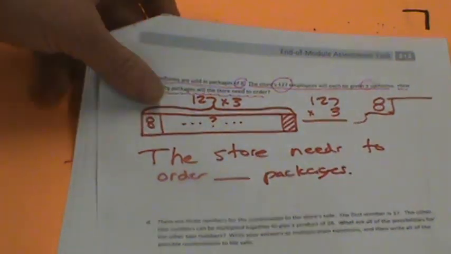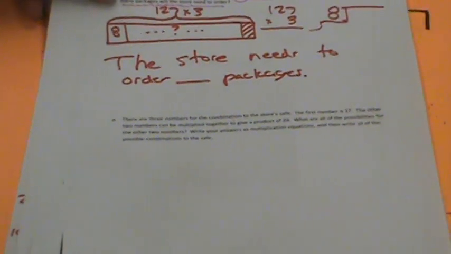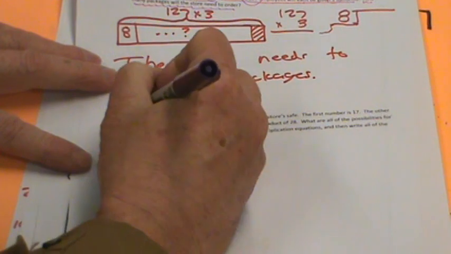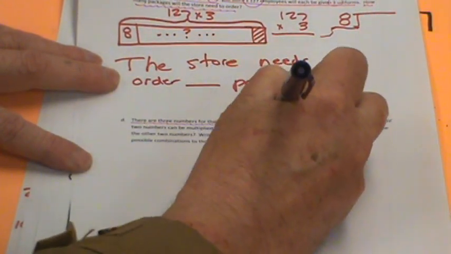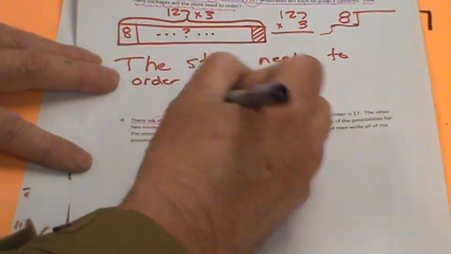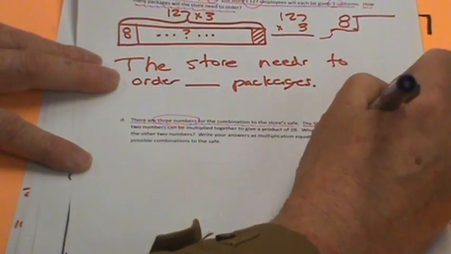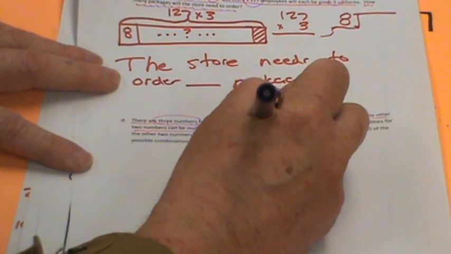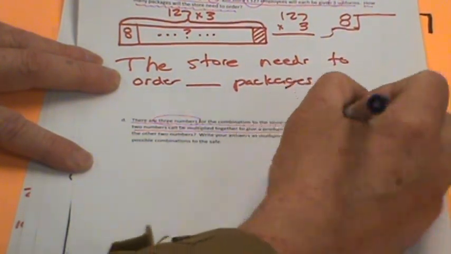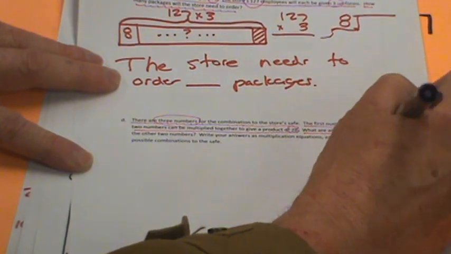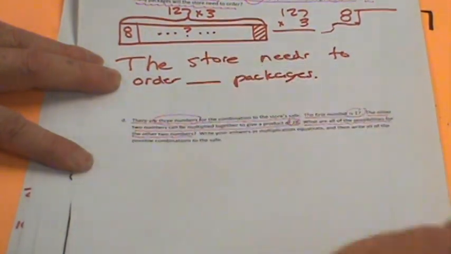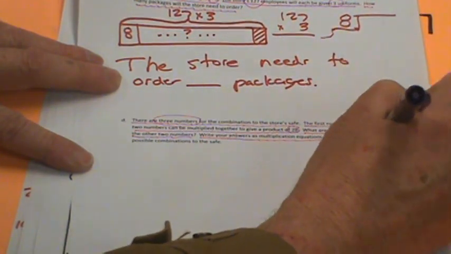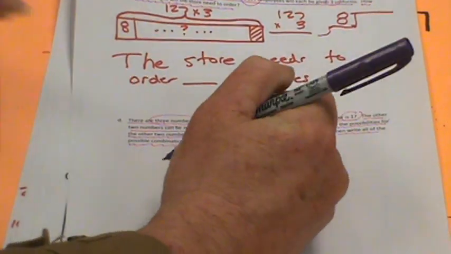Okay, this one's a toughie. And this back page is pretty tough, usually with Eureka. So here we go. There are 3 numbers for the combination to the store's safe. So you got to go to 3 numbers. The first number is 17. The other 2 numbers can be multiplied together to give products of 28. Uh-oh. What are all the possibilities for the other 2 numbers? Write your answer as multiplication equations and then write all of the possible combinations to the safe.